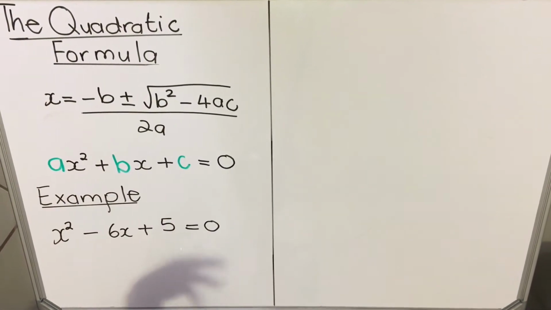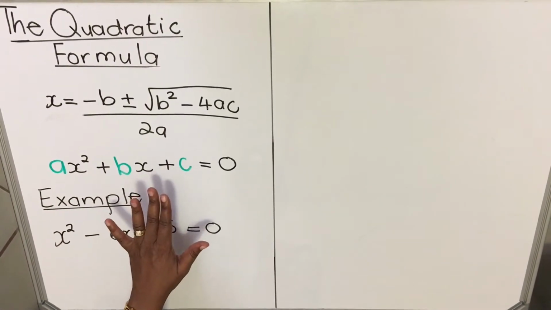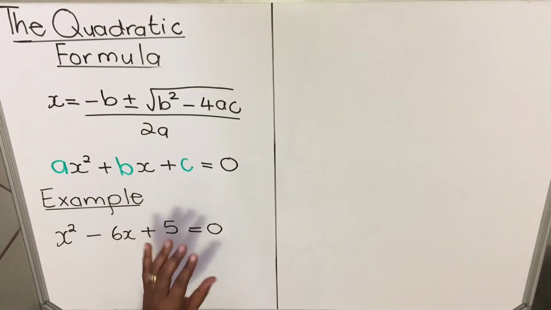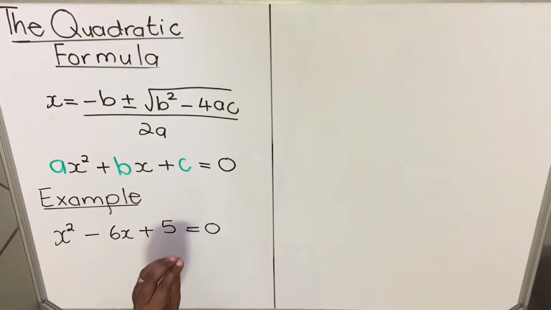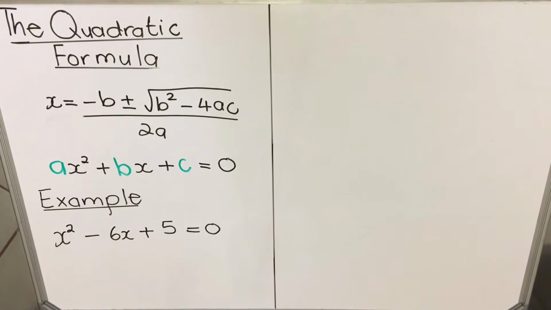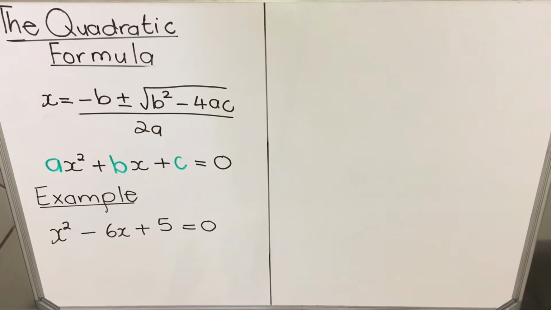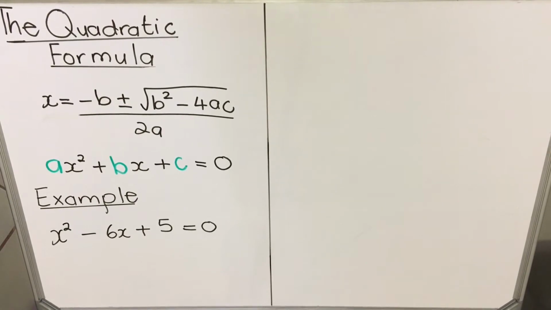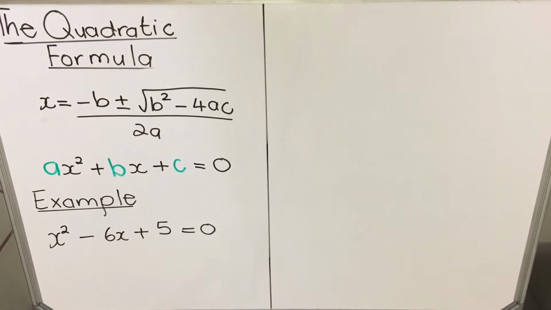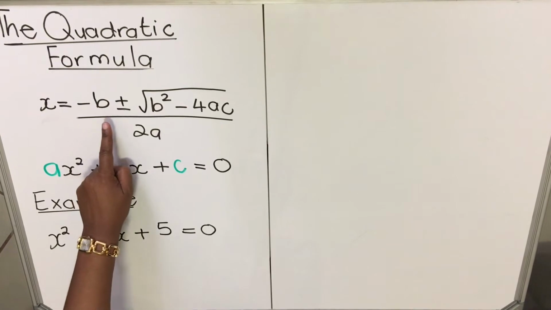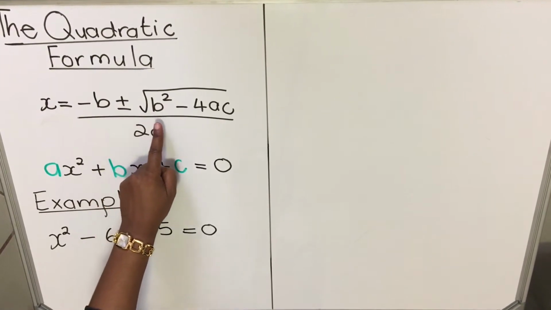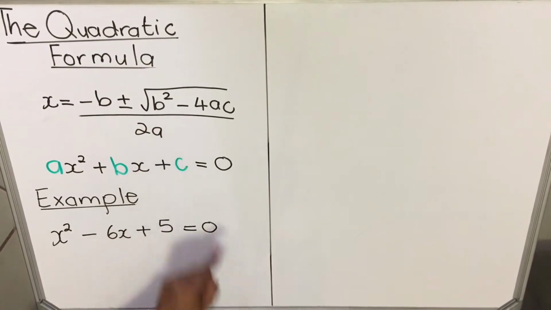If you complete the square, you can derive the formula, but it's not required in your exam to be able to derive the formula. You just need to memorize it. If you are in grade 11, you need to memorize it because you don't get the formula sheet. If you are in grade 12, it's in your formula sheet, but you would have memorized it in grade 11. So the formula is x equals minus b plus minus square root of b squared minus 4ac, over 2a.